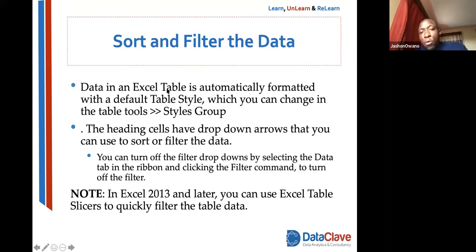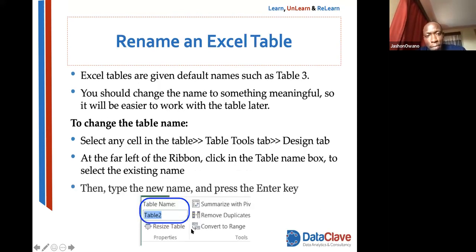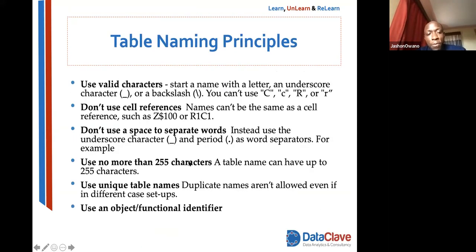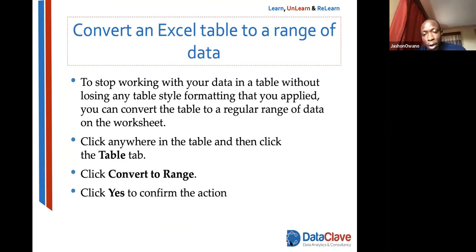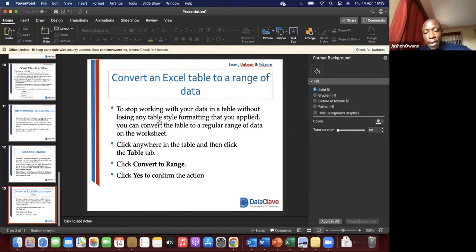Whenever you put your data inside a table, you automatically get the options to sort and filter that we were able to illustrate beautifully. So the sort and filter option automatically comes in your data. Renaming, we talked about that. The naming principles we discussed. You cannot use cell references. The number of characters is limited. I think we already discussed all of that. Allow me to just illustrate one last thing as we move away from this.